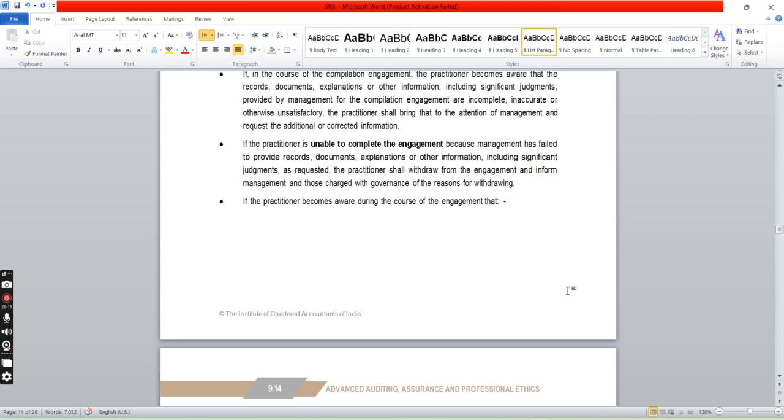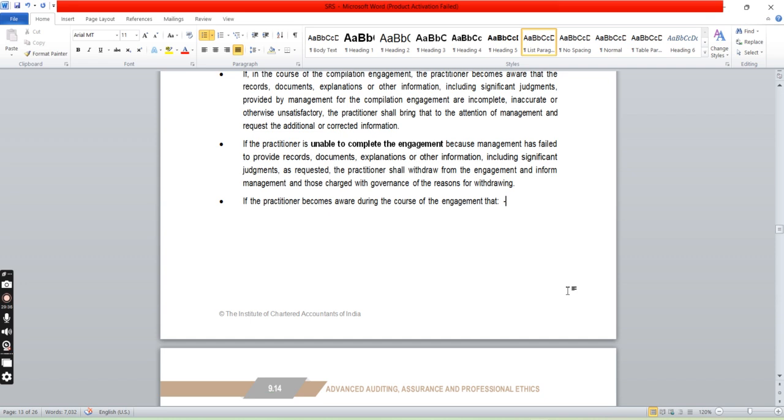If in the course of compilation engagement practitioner become aware that the record, document, explanation और जो भी information थी, including the significant judgment provided by the management for compilation engagement are incomplete, inaccurate and otherwise unsatisfactory, the practitioner shall bring to the attention of management and request the additional or corrected information.